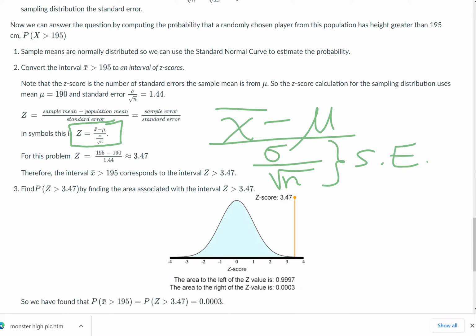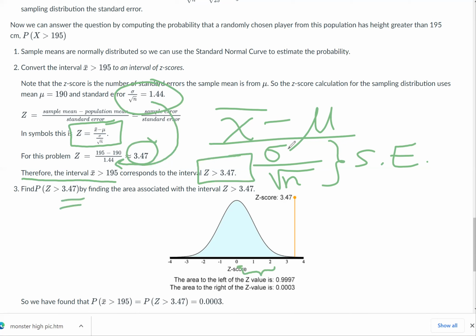Okay, and that calculation is a little more complicated. We did see above that sigma divided by the square root of n is 1.44, so that's our denominator, 1.44. The numerator is still 195 minus 190, because that's the population mean minus the sample mean. If you divide those, you get 3.47. Therefore, the interval, the sample mean x bar greater than 195, corresponds to the interval where z is greater than 3.47. I don't know if you noticed from the examples we've done, z-scores are usually between 0 and 2, usually, but a z-score of 3.47, that's fairly rare.